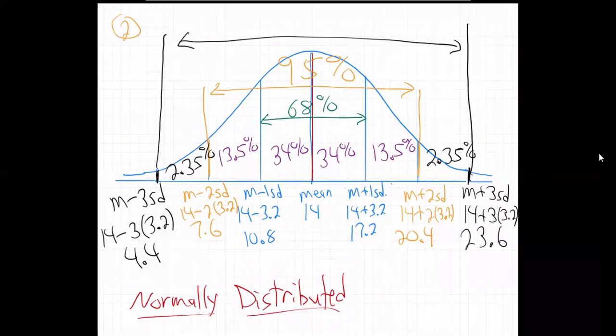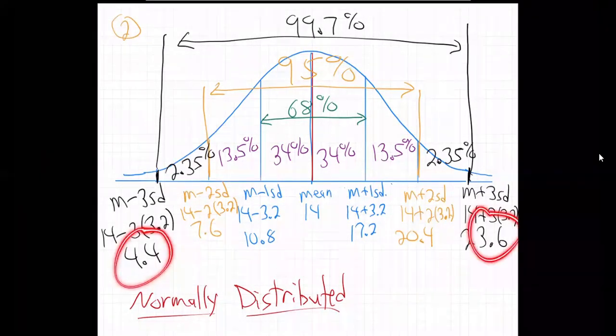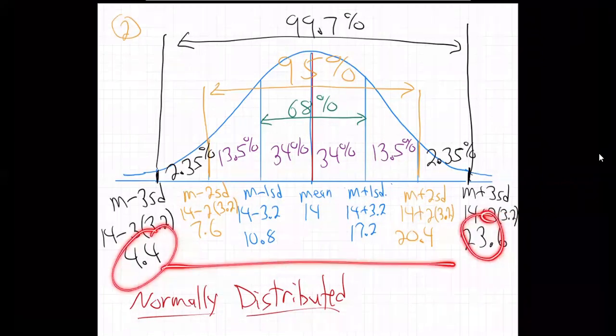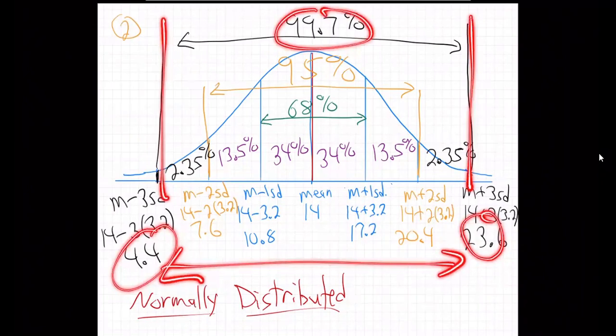2.35%. So if you add all those up, you're going to get 99.7%. Almost everybody in the class studies somewhere between 4.4 and 23.6 total hours on the stats class. That's 99.7% of the class.